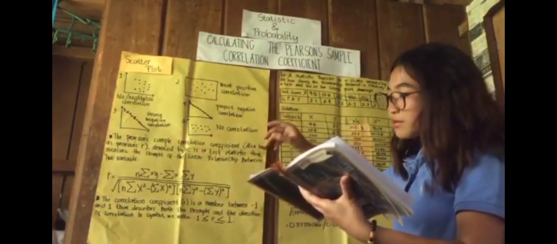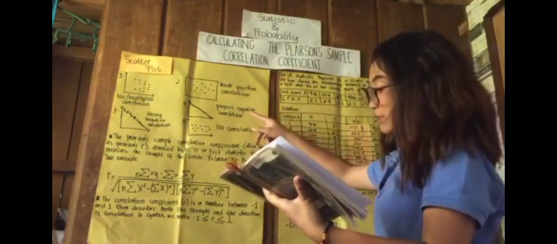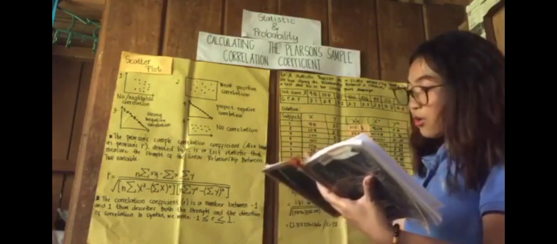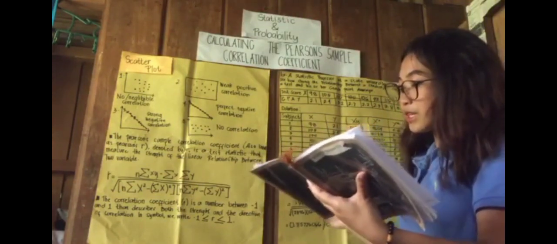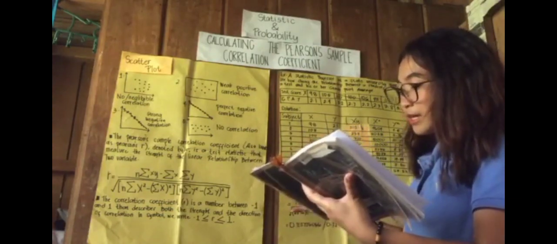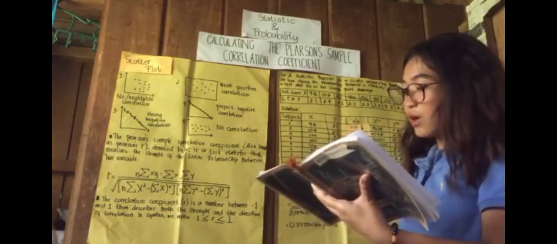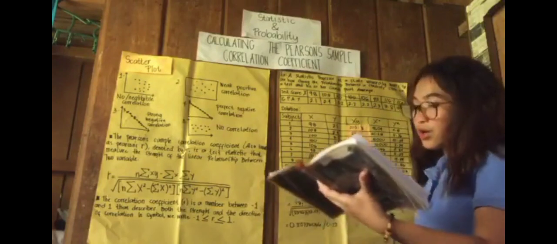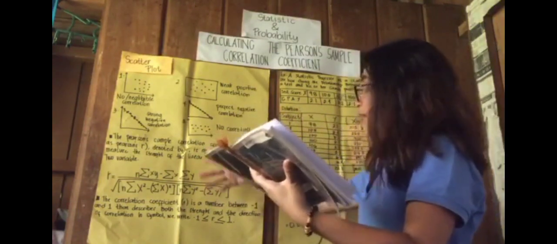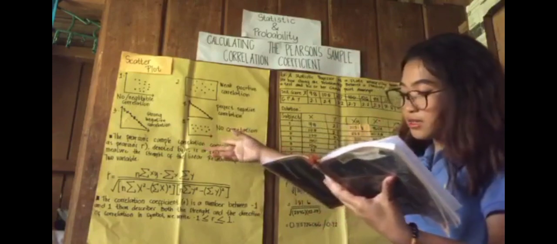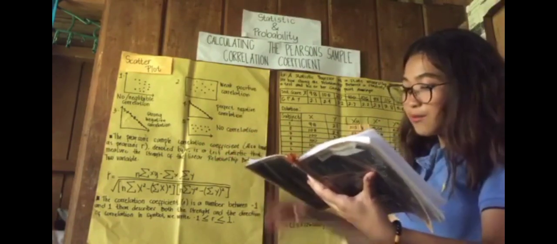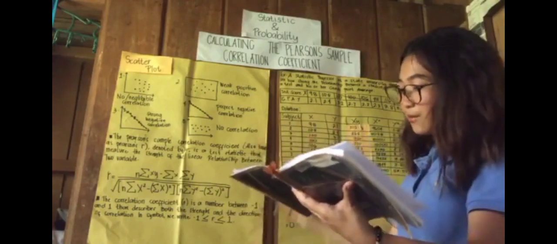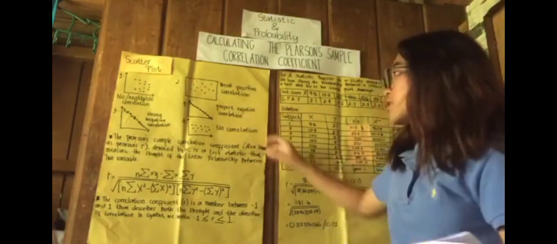For number 4, it is a straight line. So, we call this perfect negative correlation. And for number 5, since it is scattered and has no direction, we cannot tell if it rises from right or left. So, this is an example of no correlation.